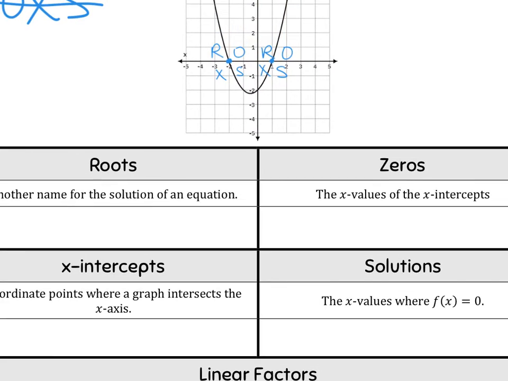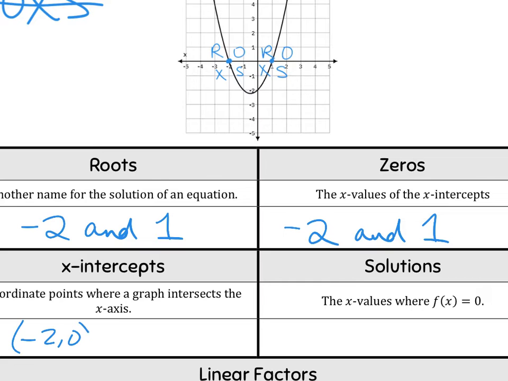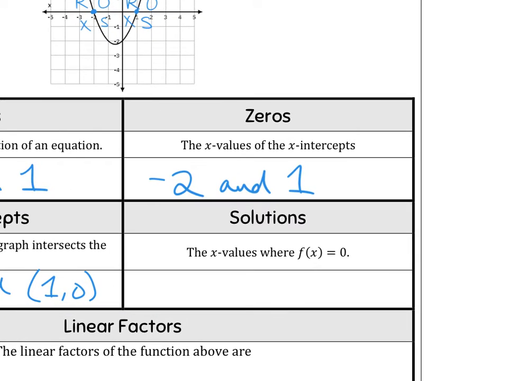So the roots, which is another name for the solution of an equation, are -2 and 1. The zeros of that graph are -2 and 1. The x-intercepts are the same spot, but remember, because they're intercepts, I'm going to have to give them as coordinates: (-2, 0) and (1, 0). And then this part right here is the most important part of today. The last word of ROXS is solutions. So if I was asking you to solve a quadratic, all I have to have you do is find the zeros. Find the x-intercepts. Those are the solutions. That's the solution. That's the solution.